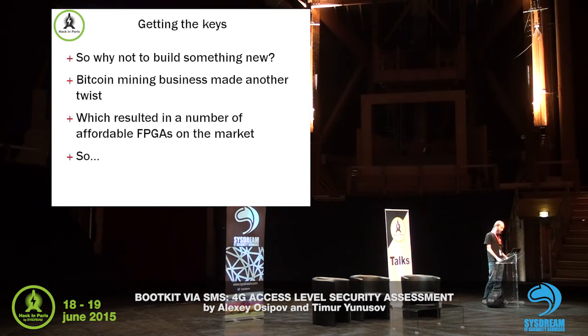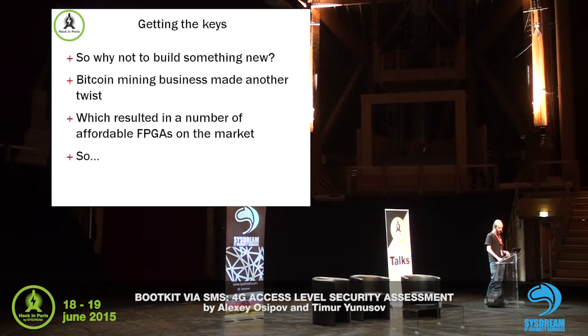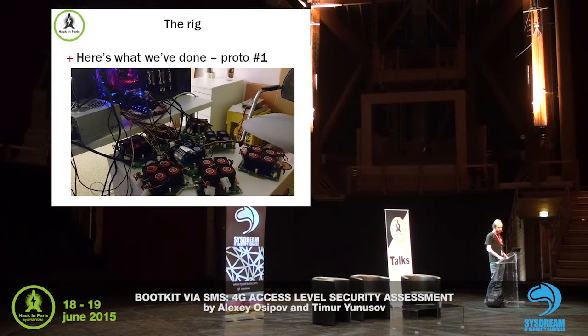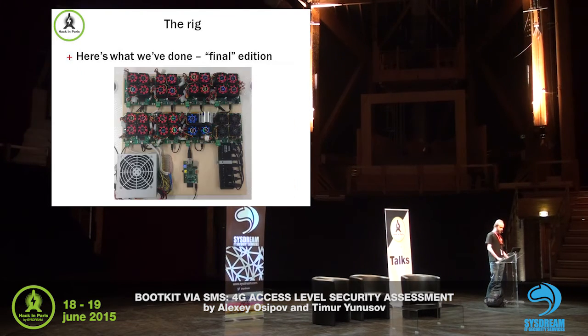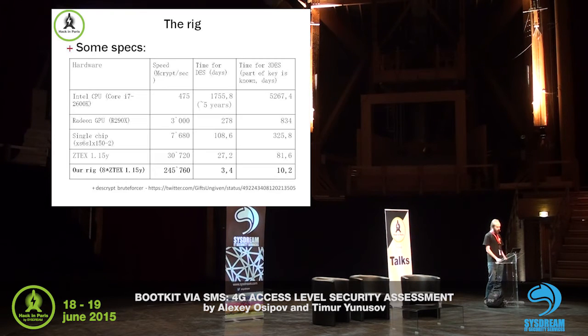So we bought some of them from eBay, and there are 8 FPGAs that cost you about 2,000 euros. We managed to make it into a brute forcing device and saw what opportunities it gave us. For example, a Radeon R290 gives you 3,000 million crypts per second. Our device is about 100 times faster.